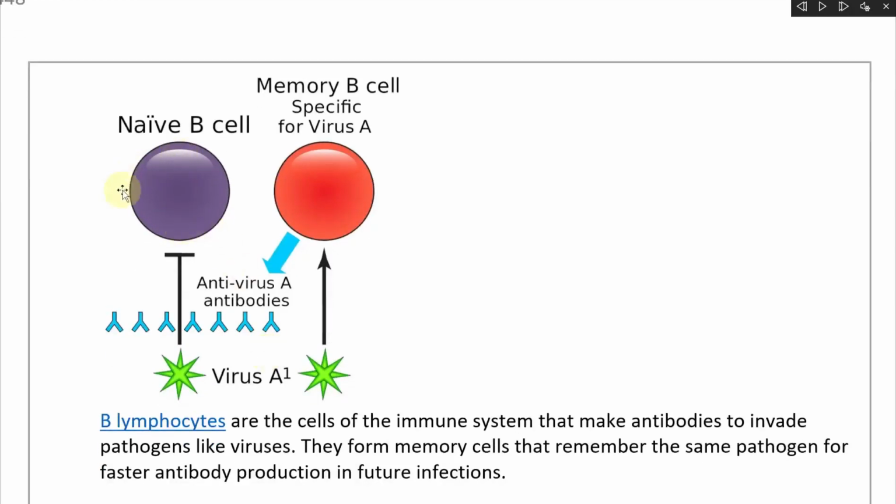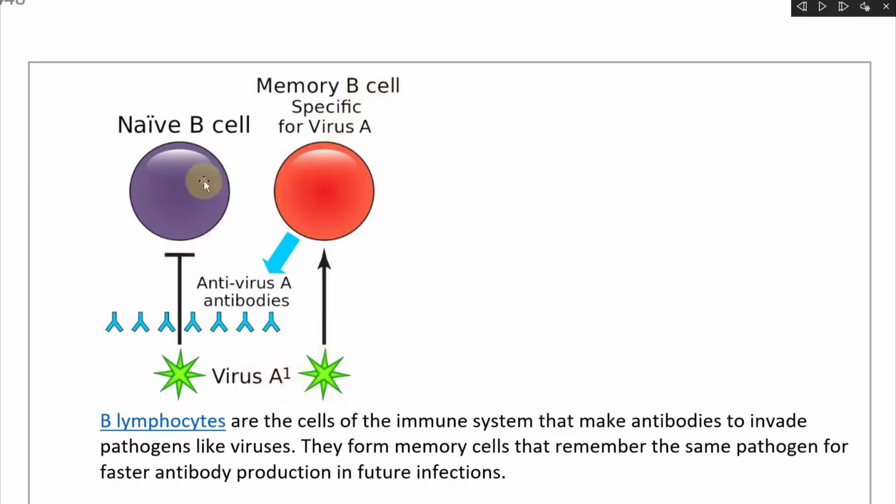So here's a naive cell right here, and here's memory B cells specific for virus A. All right, so what this figure is basically saying is that the naive cell gets exposed to this right here. We call this virus A, but it says A-1 there. I couldn't find why it says that in this diagram.